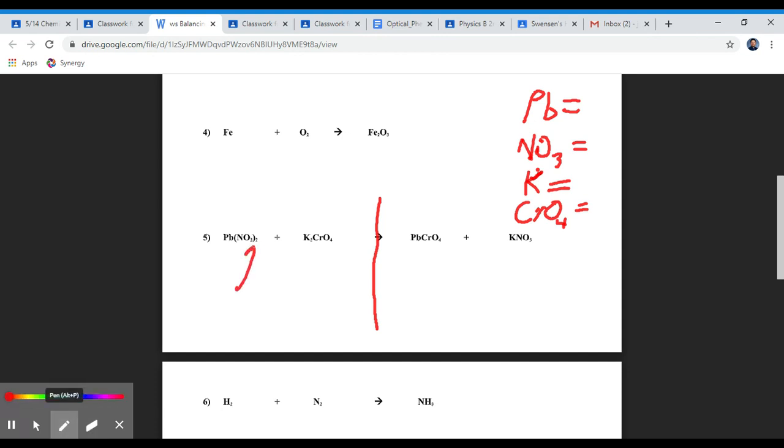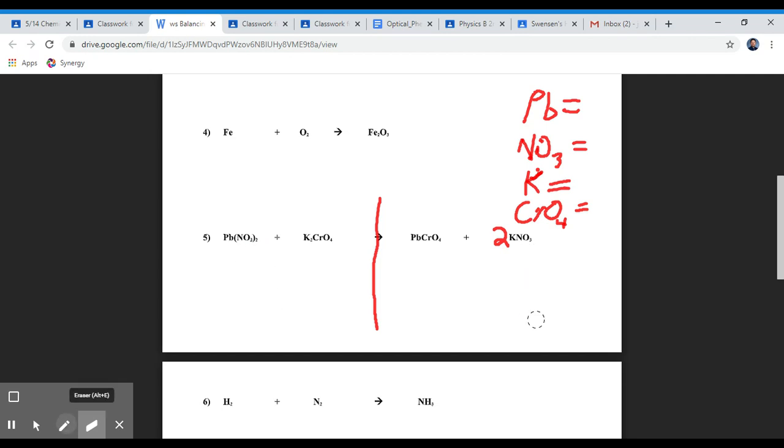When you have this parentheses here, this is showing you that the little 2 on the outside of the parentheses is multiplying that entire NO3 by 2. So there are 2 NO3s on this side. Over on this side, I only have 1 NO3. So in order to fix that, I need to put a coefficient out front. I'm going to put a coefficient of 2 out front, and now I have 2 NO3s on each side.